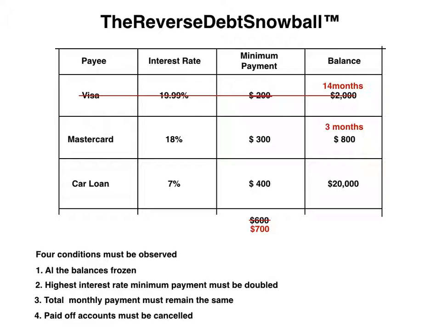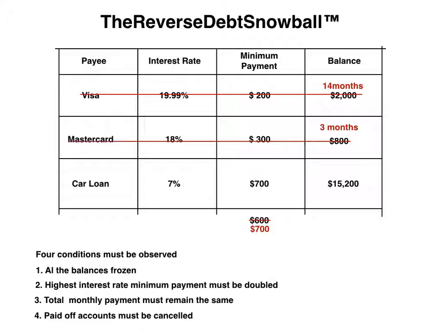So at the end of 17 months, the MasterCard gets paid off, and in keeping with condition number 4, we call up MasterCard and have the account cancelled. In keeping with condition number 3, the $300 MasterCard monthly payment is added to the $400 car loan payment, which now becomes $700. During the first 17 months, $6,800, which comes from the $400 minimum payment on the car times 17 months, was paid on the original car loan balance of $20,000. So it should have gone down to $13,200. But because of the 7% interest rate charges, it only went down to $15,200.